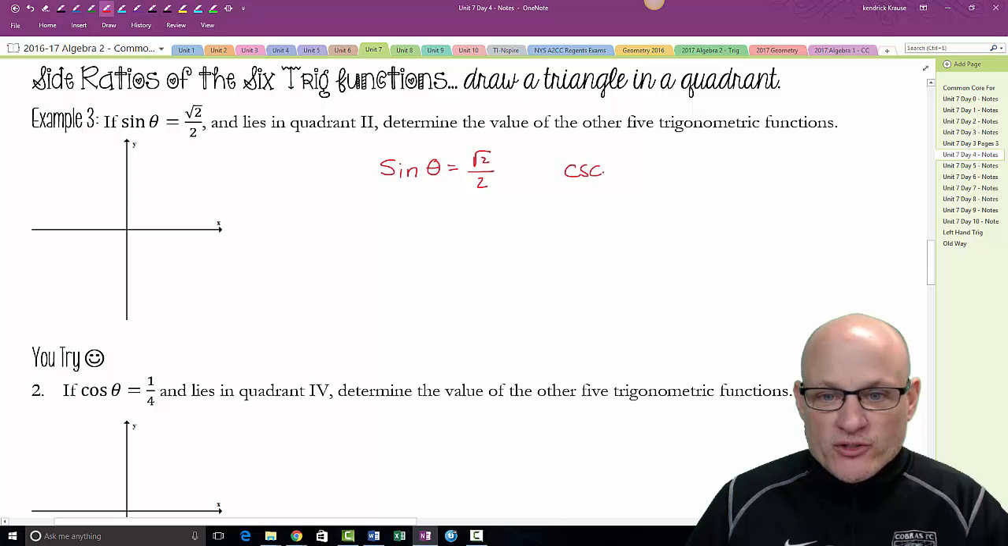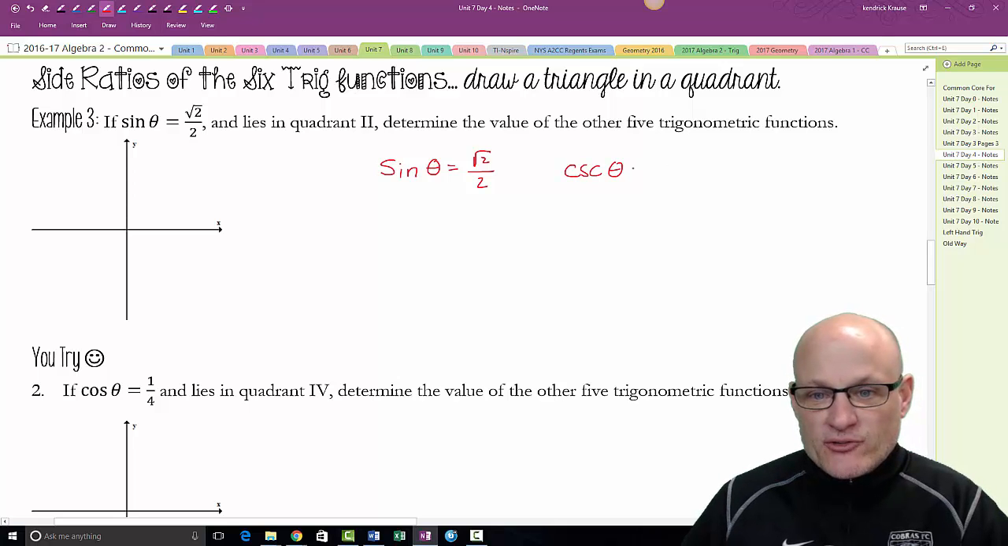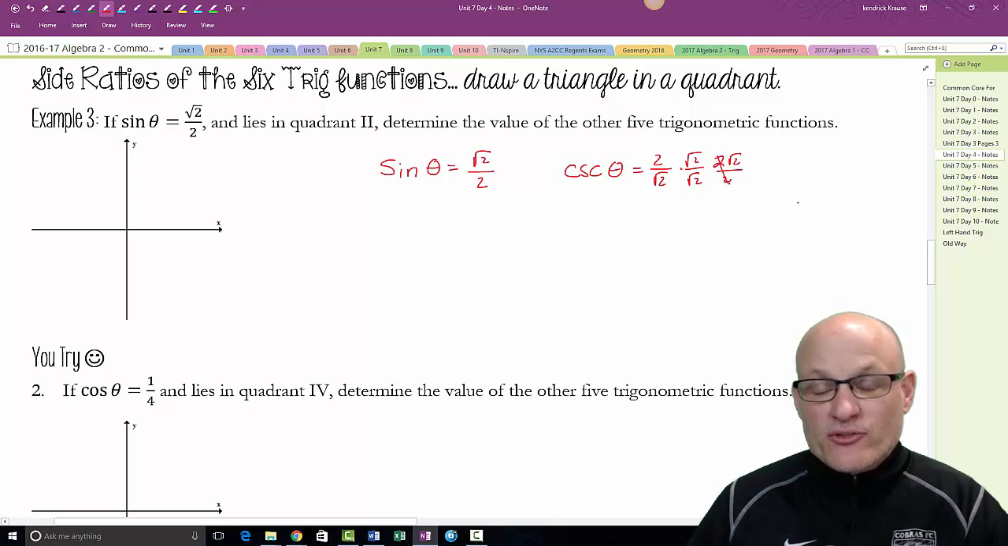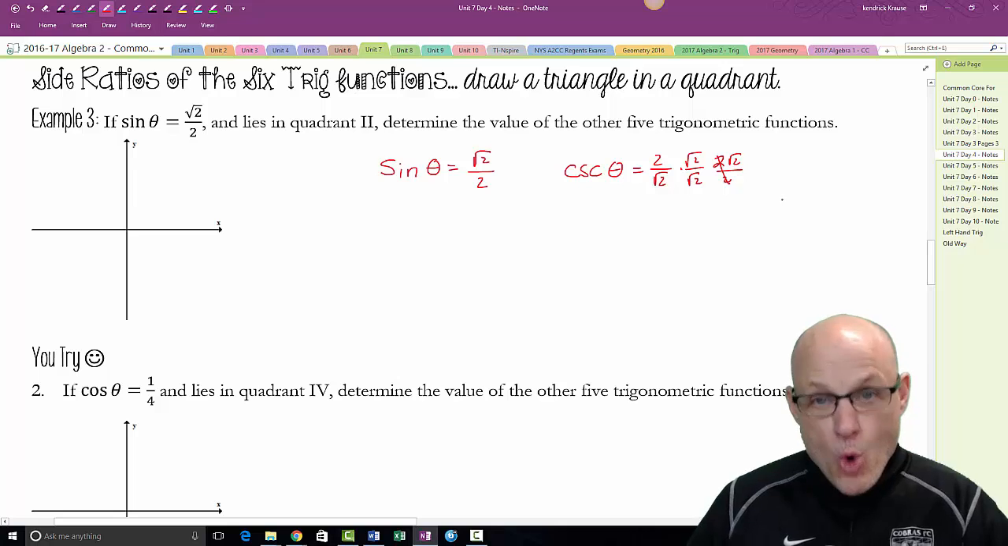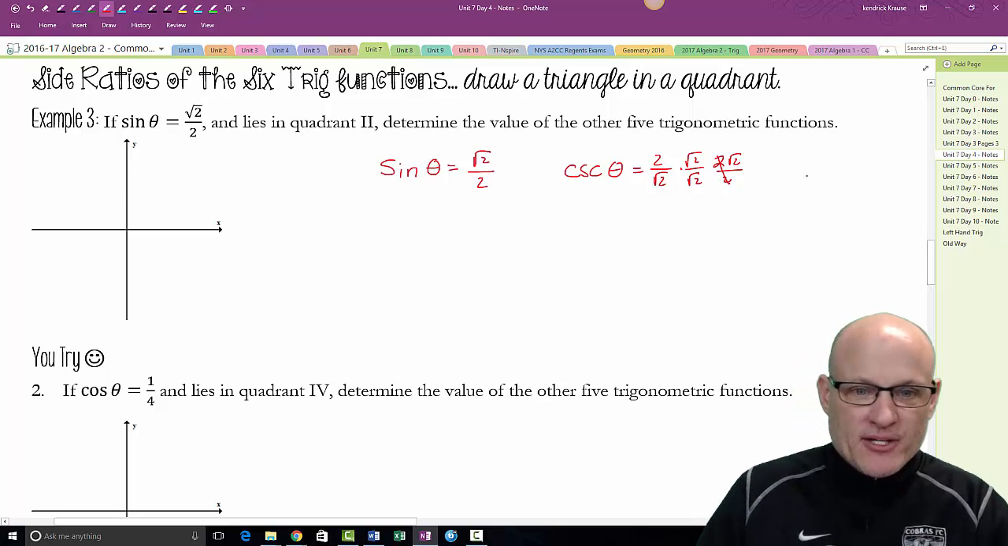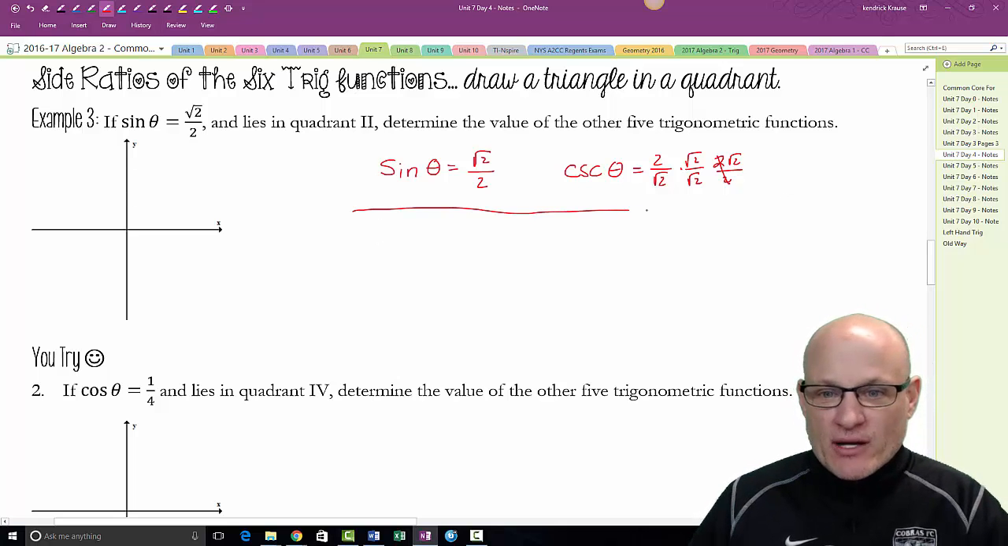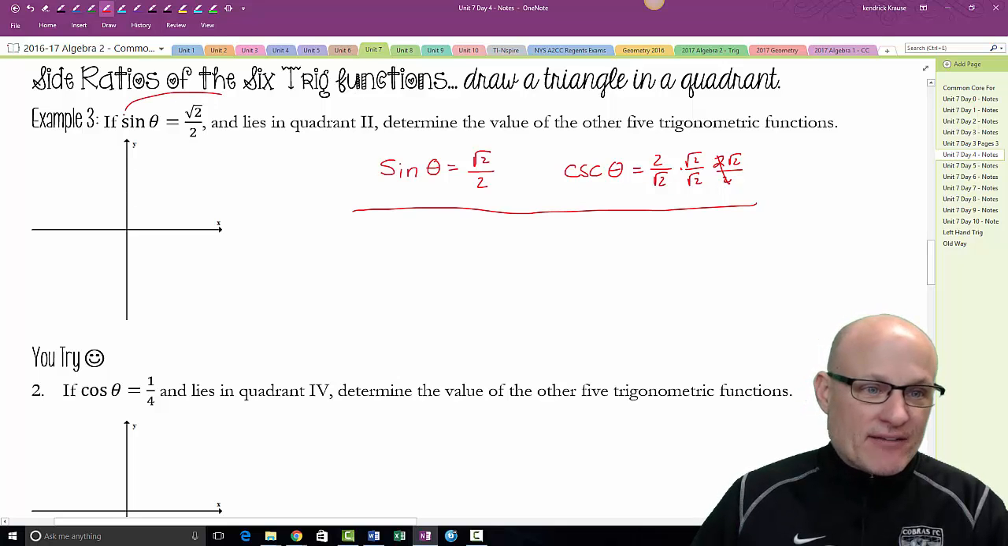Therefore, cosecant, which is its reciprocal function, is just 2 over the square root of 2. Can't leave it like that. You've got to multiply by radical 2 over radical 2. So you get 2 radical 2 over 2, which is just radical 2. Hopefully you're getting good at that stuff. Those are the ones I was given. Basically, I was given that information right here.